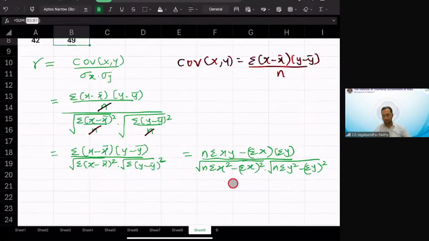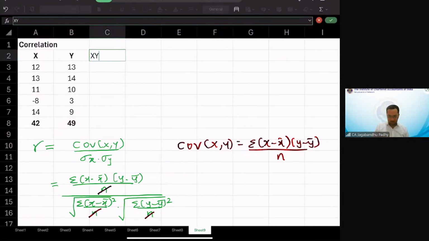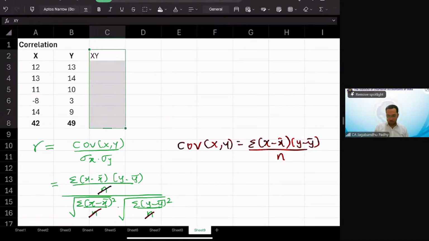As far as this formula is concerned, we know what summation x is, and we know what summation y is. So what additional columns do I need to add in this data so that I can calculate the correlation? What additional columns should I add? Yes, xy. Okay, one will of course be xy. What other column?